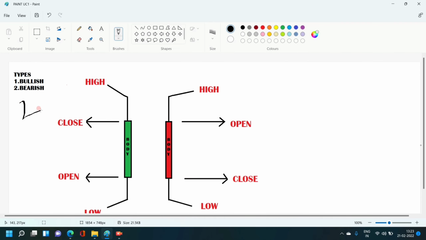There are 2 types of candlesticks. One is bullish, which is displayed as green. Second is bearish, which is displayed as red. The bullish candle always starts at a low price and moves to a higher price, whereas the bearish candle always starts at a high and ends at a lower price. This is the only difference between bullish and bearish candlesticks.